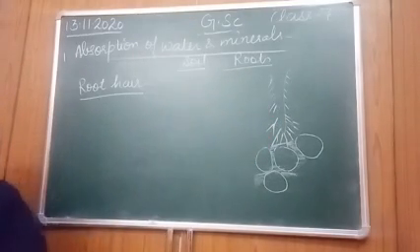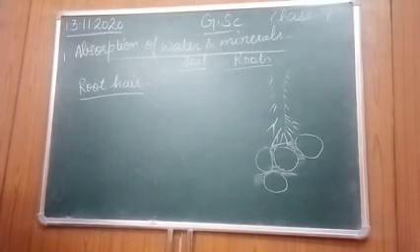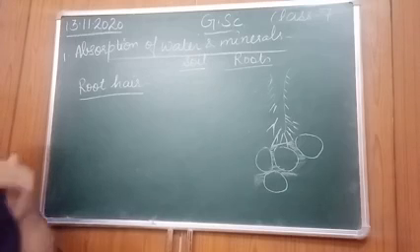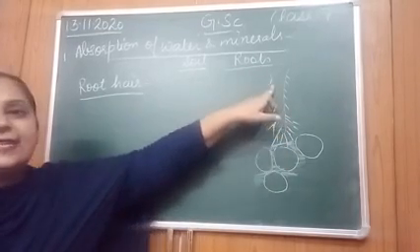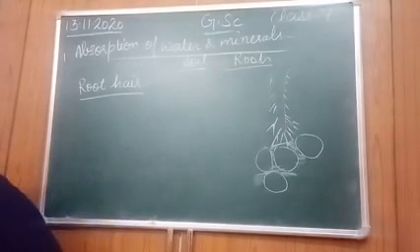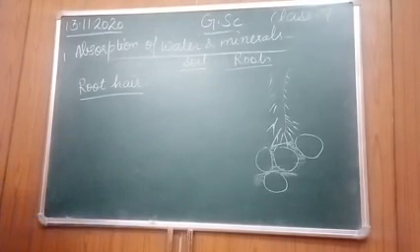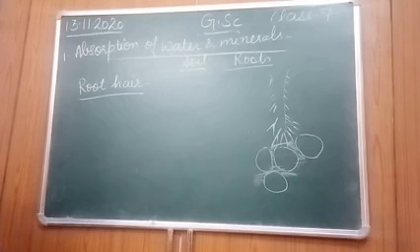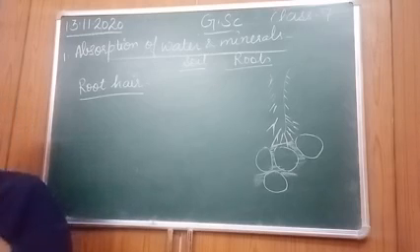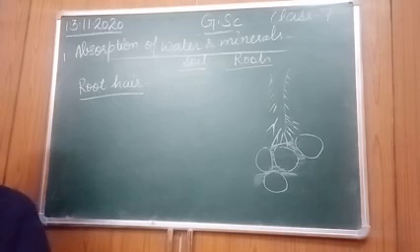The water and minerals that are absorbed by the root hair from the soil move from cell to cell in the roots. Right? Here there are cells now. They move from cell to cell in the roots, and ultimately they enter the xylem, and from here it is provided to all the parts of the plant. Hope this is clear to you.